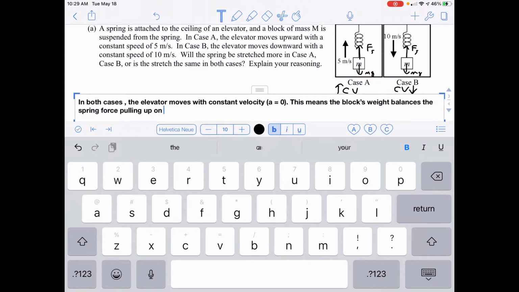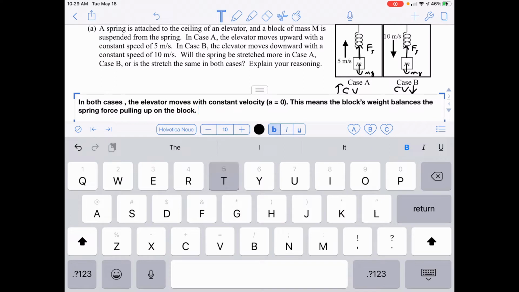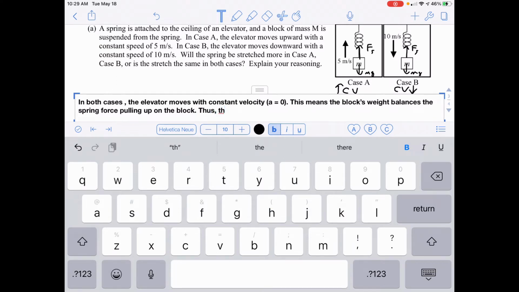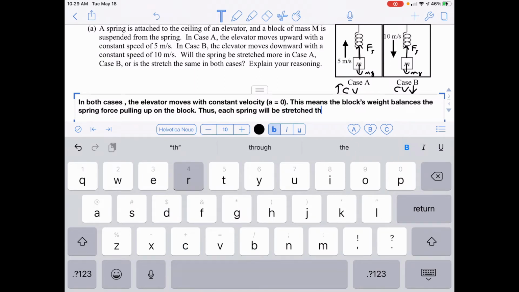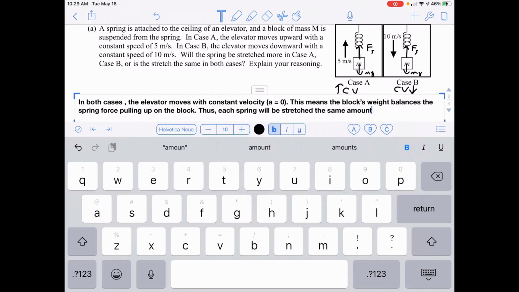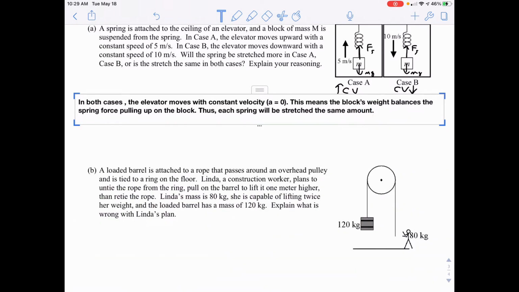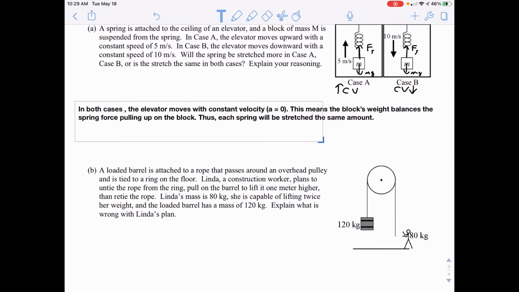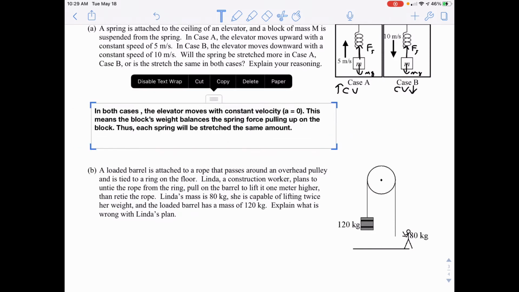Pulling up on the block. Thus, each spring will be stretched the same amount. Again, each spring is being pulled on by the same mass, therefore the same weight. Since you're moving at a constant velocity, each spring is going to stretch the same.